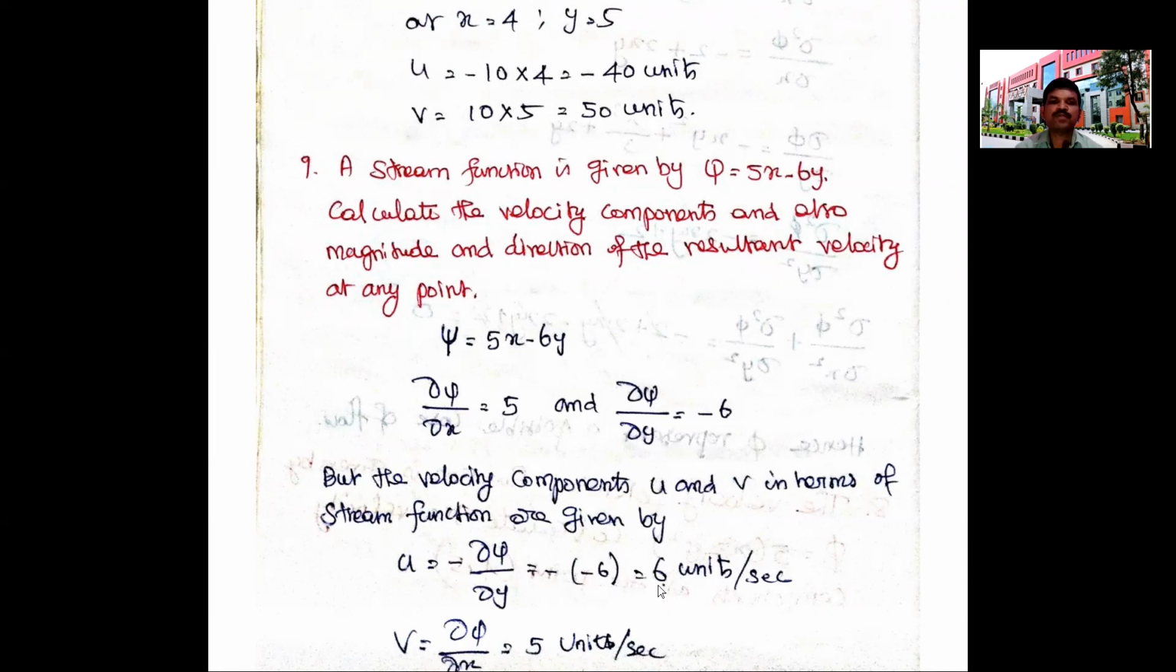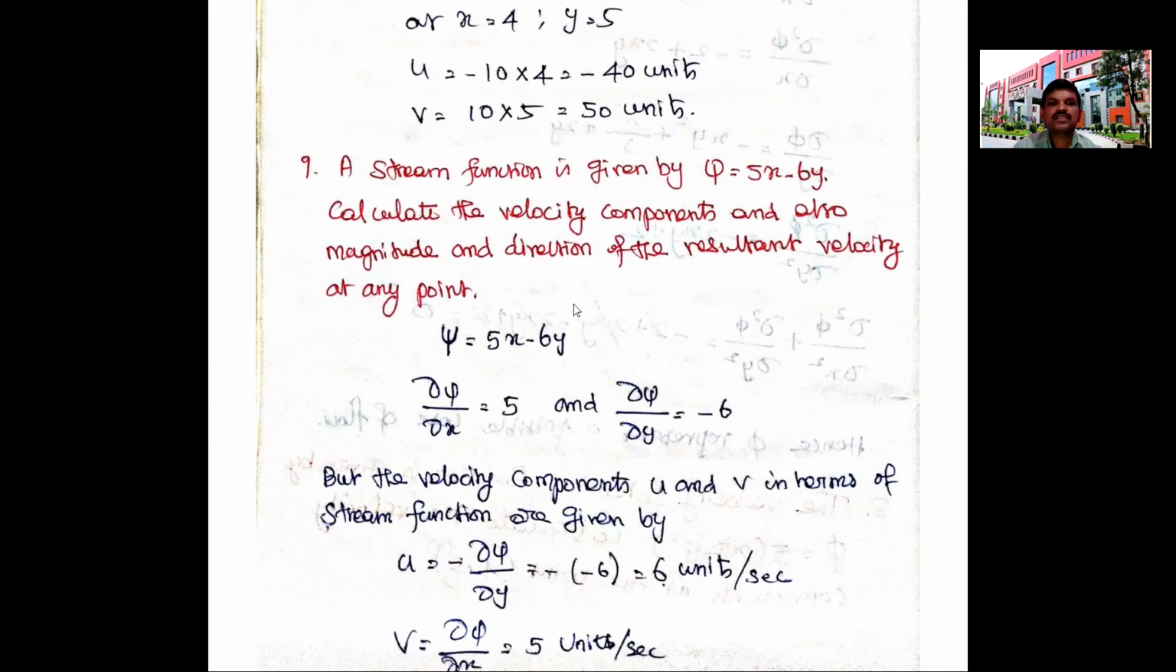So simple thing: first write the u formula and v formula, and substitute the psi value in this formula. If you partially differentiate, you can directly get the answer. That's just simple once you remember the u formula and v formula. Next, u is 6 units per second. Next, come to the v term. For the v term, we know dou psi by dou x, which we already calculated: dou psi by dou x is equal to 5 units per second.